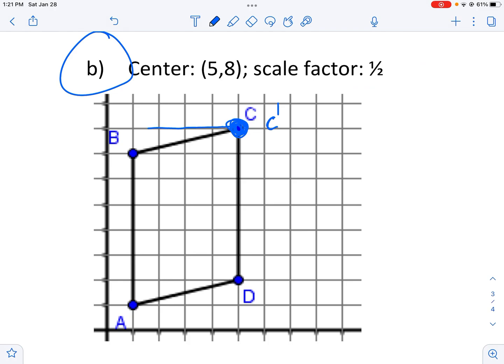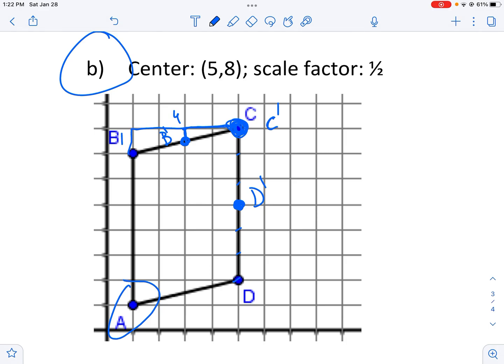So let's figure out from C to B here. It went left 1, 2, 3, 4, so it went left 4, and it went down 1. I'm going to times both of those by a half. So it's going to be left 2, and then down a half. So there's where B prime is going to be. To go from C to D, you just had to go down 1, 2, 3, 4, 5, 6, and cut that in half. So that gives me D prime.